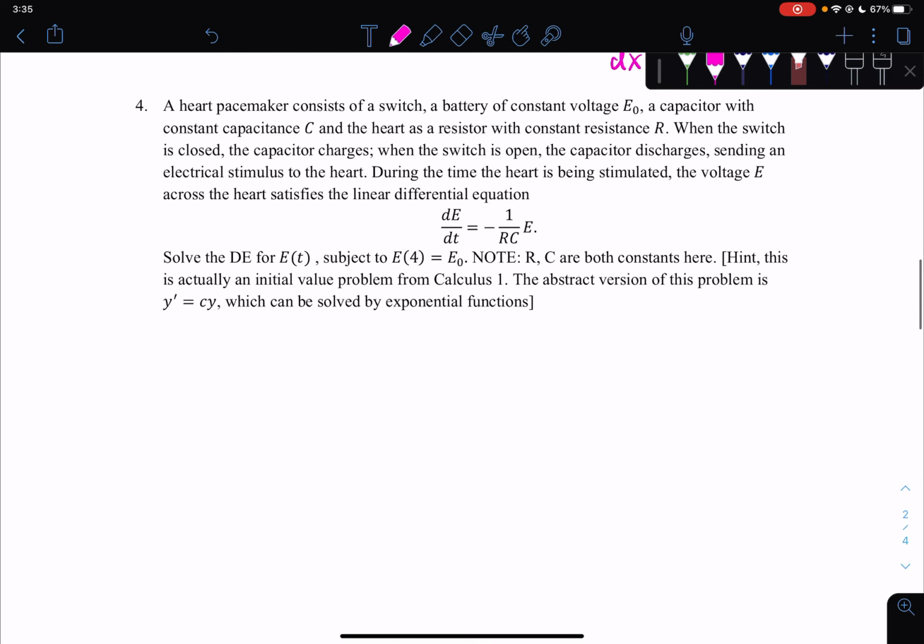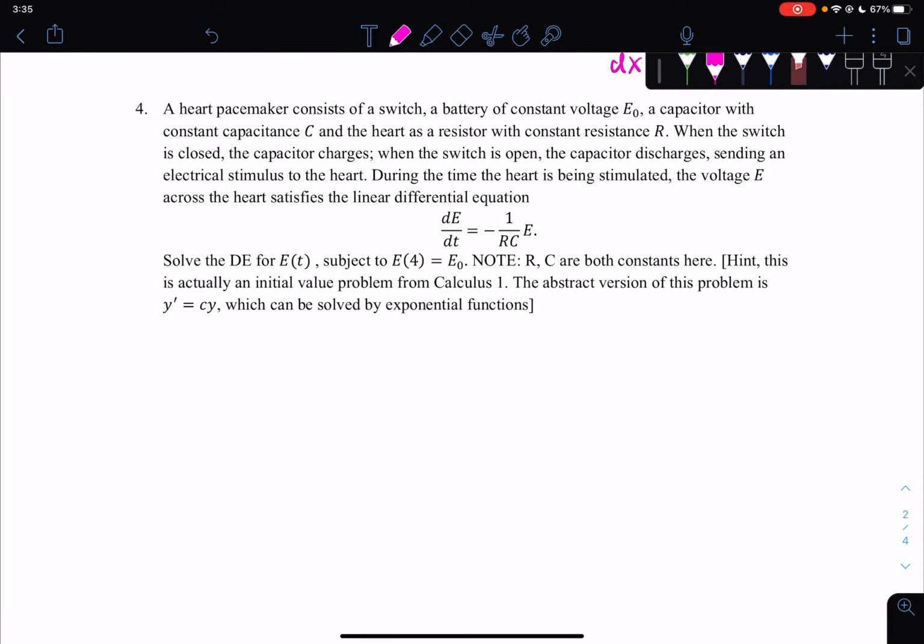So the last problem I have here is relatively long. You may pause the video and read through it. Basically, I'm asking you to do the same thing. I'm asking you to solve a differential equation subject to a certain type of initial condition. Technically, this is an initial value problem that's coming from calculus 1, so you should be able to solve it. If you don't quite like the structure, you could have phrased it as y prime equals negative 1 over rc times y, where negative 1 over rc is a constant. If it makes you slightly more comfortable, you can imagine the problem to be something like this, and you try to solve it.